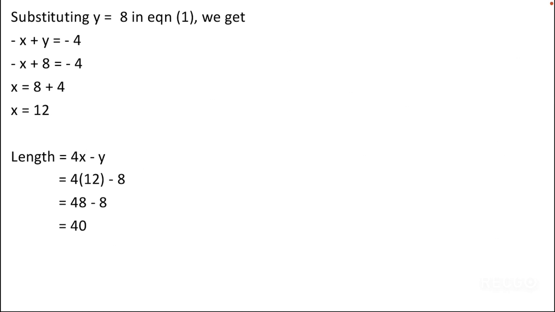Now similarly we will solve for breadth. And for breadth what we had, 2y and x plus 4. So we will take 2y because this is the simplest equation, and we will substitute the value of y. So y is 8, so 2 8s are 16. So we're getting length as 40 and breadth as 16.